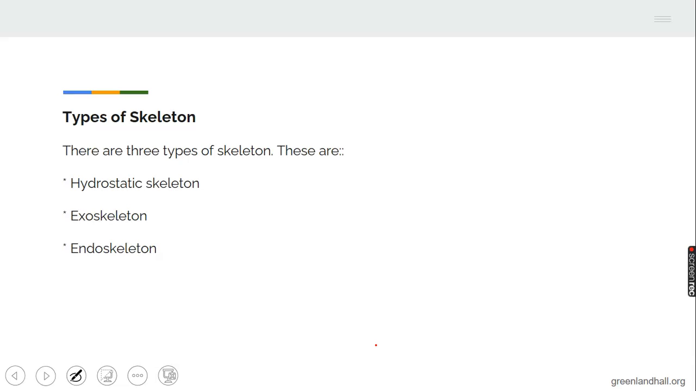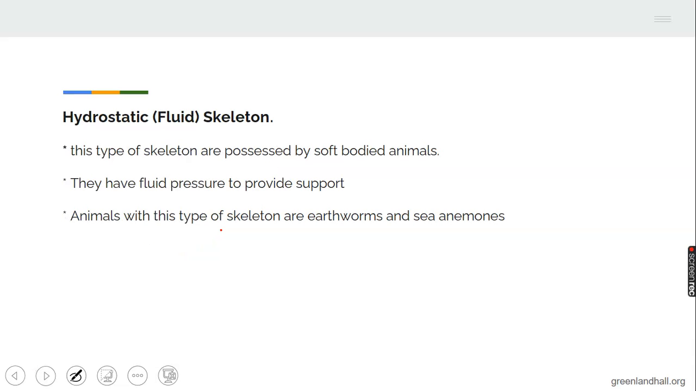Now, the types of skeleton, we have 3 types. Having defined skeleton as that part of the body that provides rigidity, shape, and structure, skeleton is divided into 3 types. We have the hydrostatic skeleton, the exoskeleton, and the endoskeleton. Let's look at what it means.